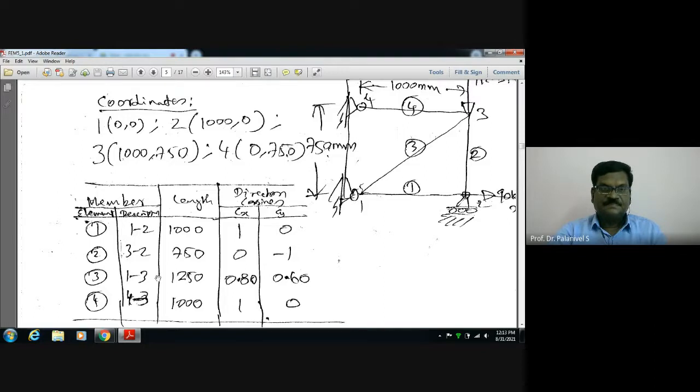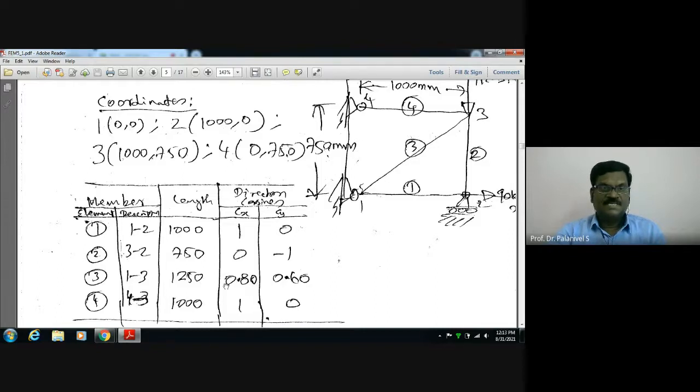Next, go to the third element. For the third element, the description is given as 1, 3. So coordinates of 3 minus coordinates of 1 you have to deduct. What are the coordinates of 3? It is here. This minus 0, so 1000. 1000 divided by 1250 is 0.8.